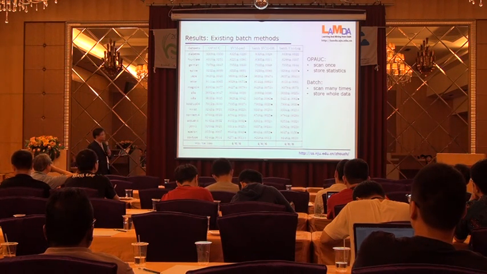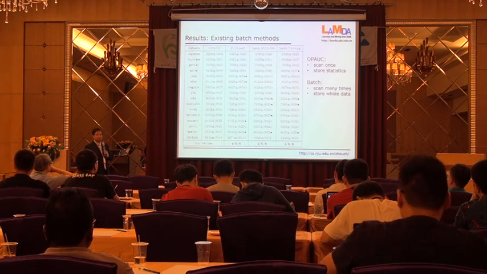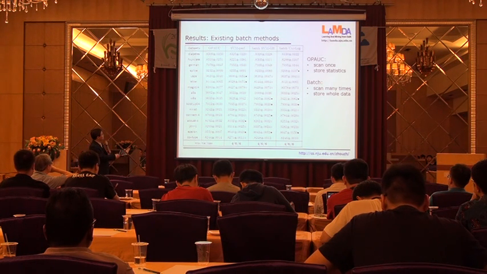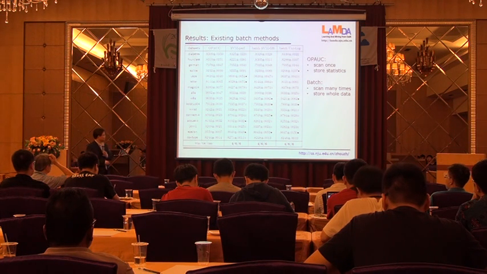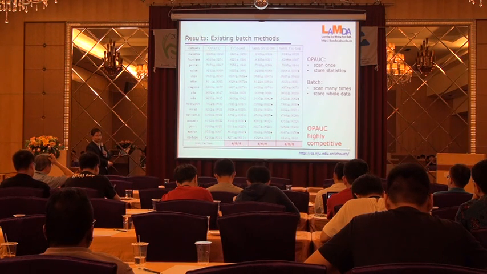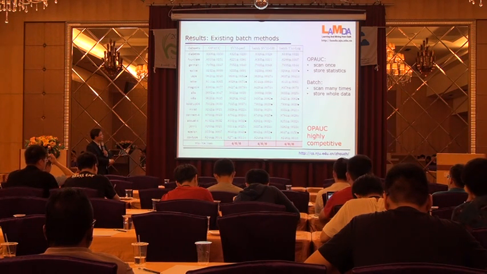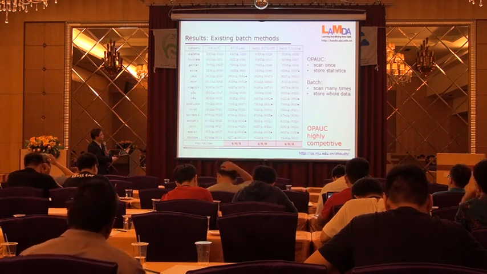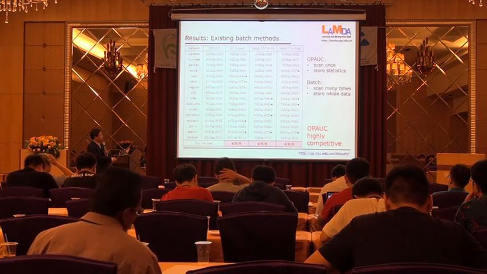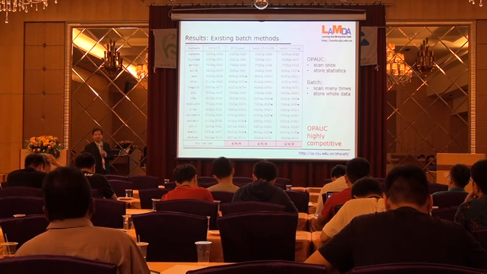And more amazing is if we compare with batch mode methods, which need to collect all the data at first and then do the optimization, you can see the win, tie, loss counts are comparable. So in other words, although these batch mode methods need to scan the data many times and store the whole data, OPAQUE only scans once and stores only statistics, but the performance is almost exactly as good as the batch-based methods.